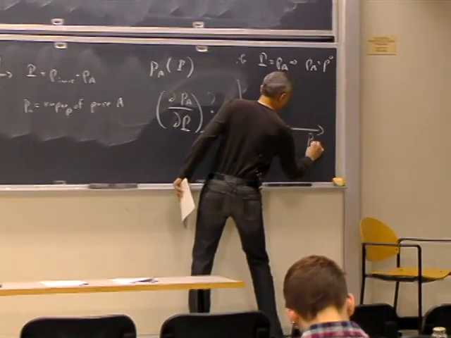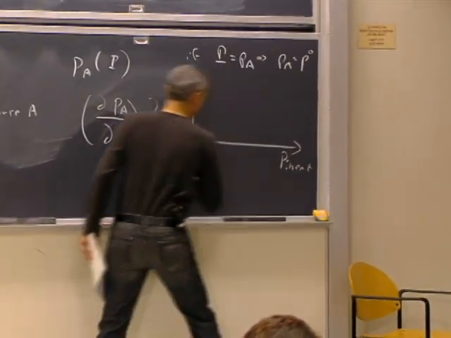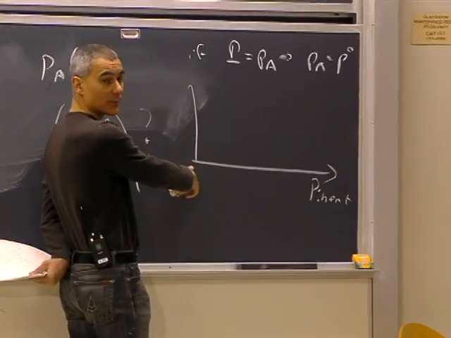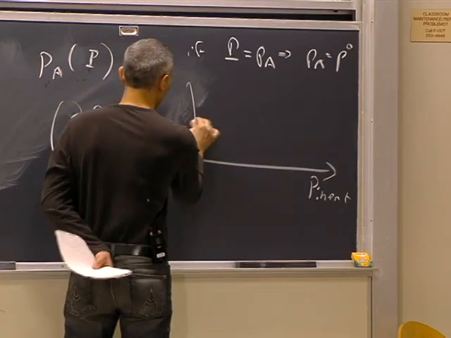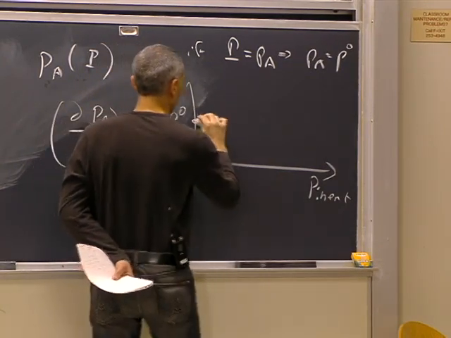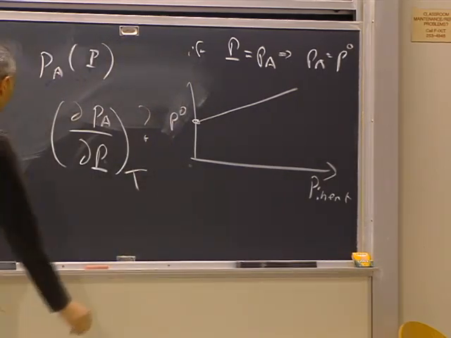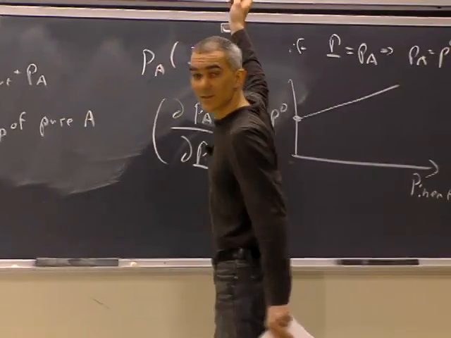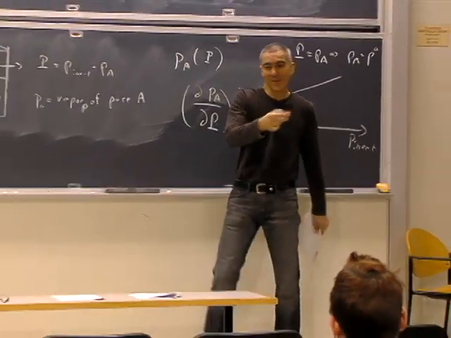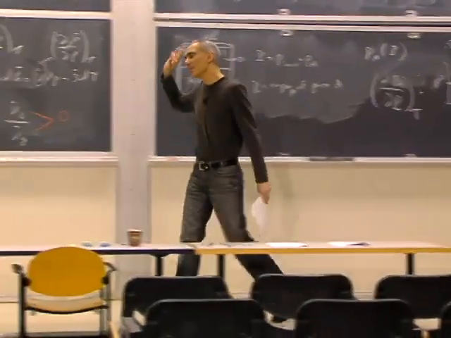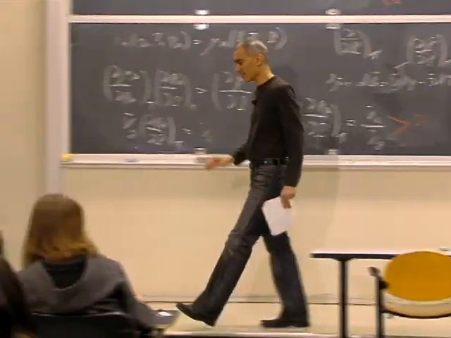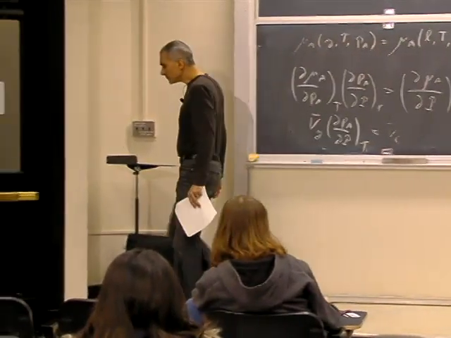If I write on this axis P inert, so when P inert is equal to 0, total pressure is PA. I'm going to start at P naught, and I'm going to go up from there, positive slope. So, who was right? A couple people are right. So let's think about it in a different way.